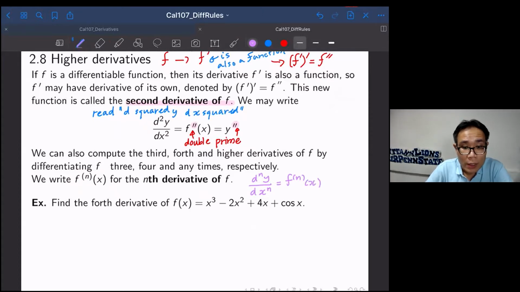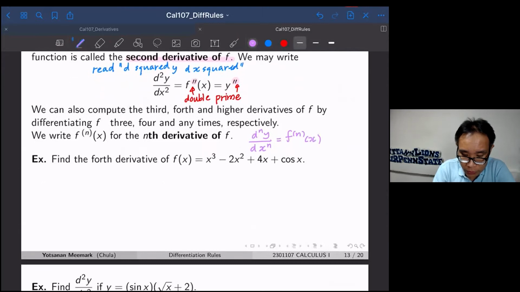The first question asks you to find the fourth derivative of the function f(x) equal to x cubed minus 2x squared plus 4x plus cosine x. You are going to differentiate this four times. For the first derivative, f prime of x, you get 3x squared minus 4x plus 4, and the derivative of cos is negative sin.